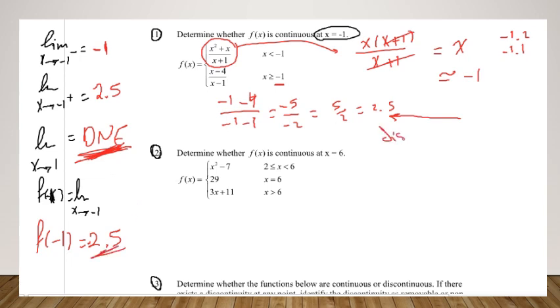So it's discontinuous at x equals negative 1. It's discontinuous at x equals negative 1, as the left value, when you plug in x with negative 1 on the left side, is not equal to the right side, and is not equal to the function itself.